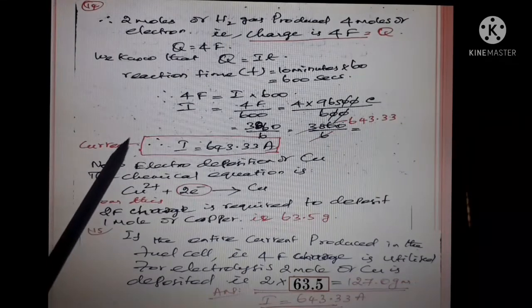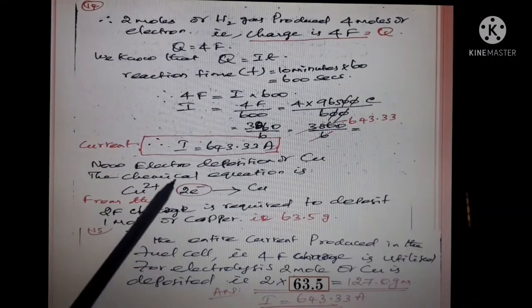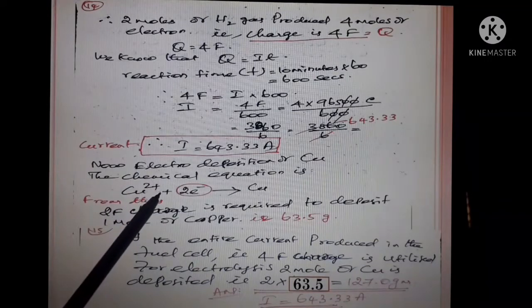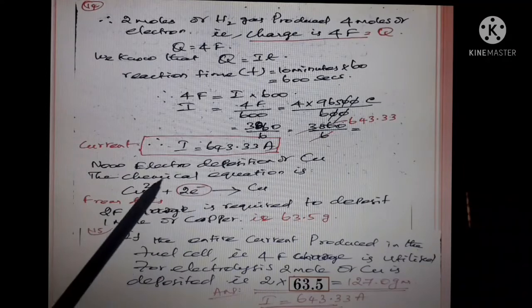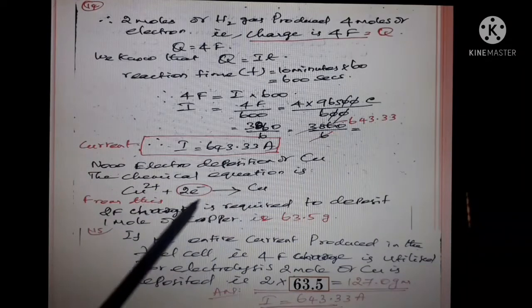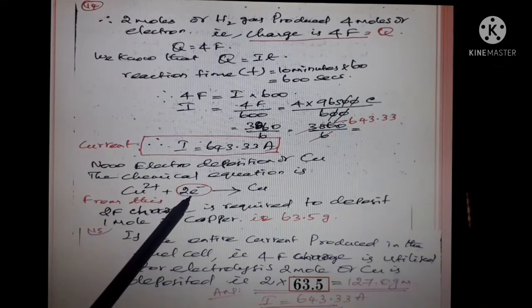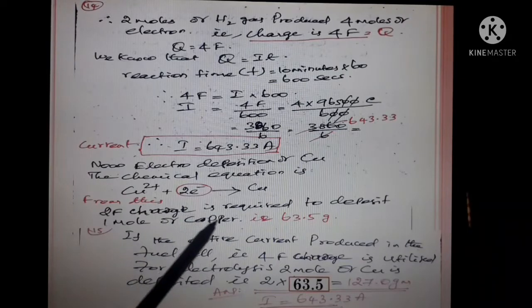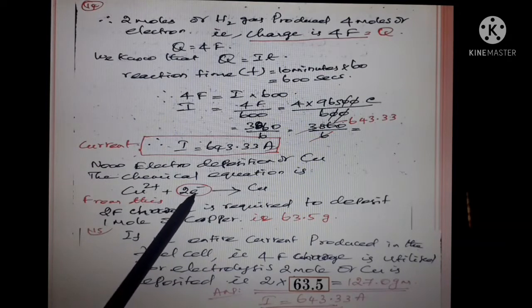Next, electrodeposition of copper. The chemical equation is already given at the beginning of the problem: Cu2+ accepts 2 electrons and changes to Cu. This is the equation. Now we find the deposition of copper. 2 Faraday charge is required, since it accepts 2 electrons. So 2 Faraday is required to deposit 1 mole of copper. The coefficient in front of copper is 1.